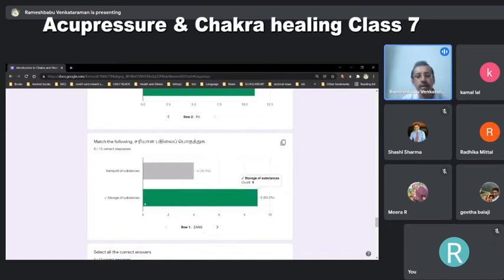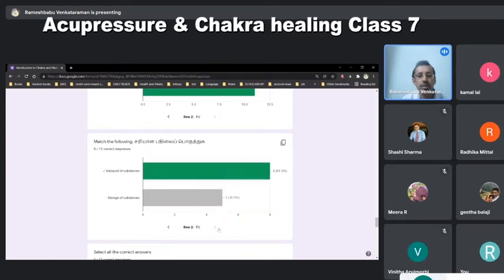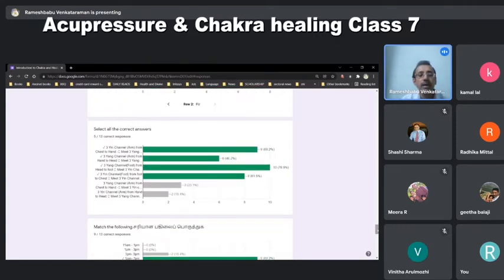So Zhang organs are not used for transport of substances. Zhang organs are used for storage of substances, whereas the Fu organs are used for transport. So just go through the slide. We'll go through it today also. So Zhang and Fu, we have to be clear. And I think the majority of you have selected this correctly.